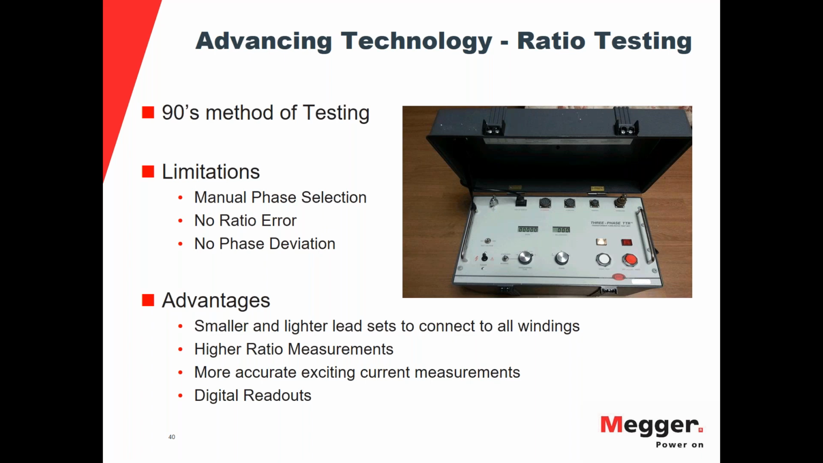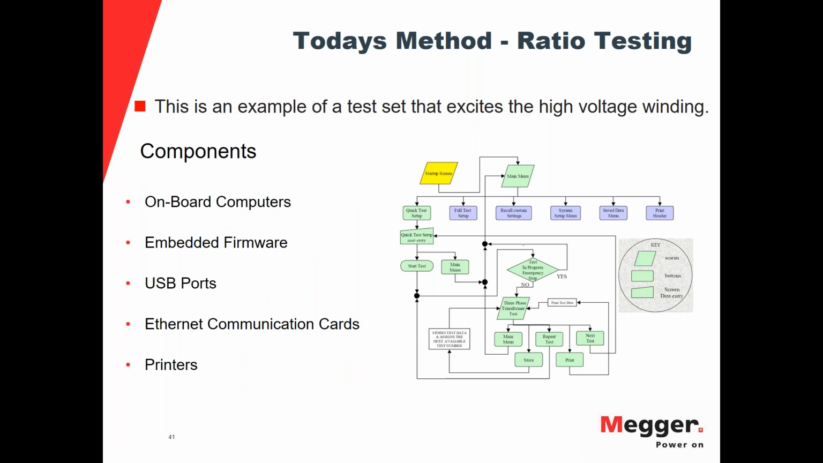And so obviously some advantages here is we've got three-phase connection now. We have higher ratio measurements. We're more accurate on exciting current measurements. And then again, as I mentioned, we have the digital readout. Then we get more into today's method. Now we've got everything from onboard computers, embedded firmware, USB ports, Ethernet connection. Even some have thermal printers on them. You've got all the calculations and algorithms all built in.